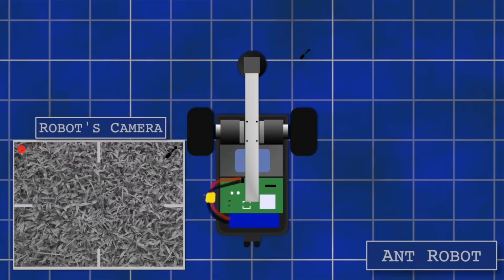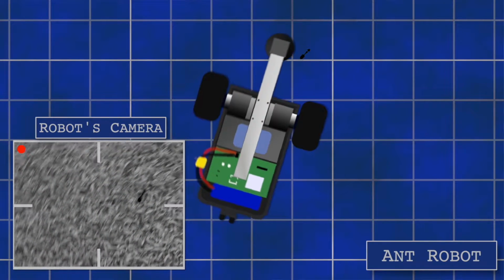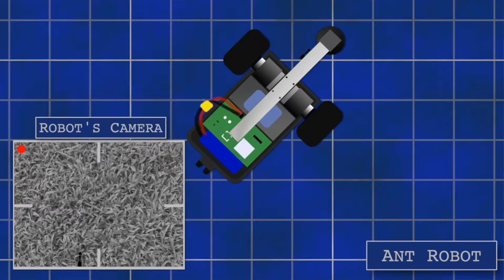We think that KCF performed poorly for a couple of reasons. One of the big reasons is that the frame rate was fairly low, and so when the robot would move, the ant would be in a drastically different spot in the frame from the previous frame.